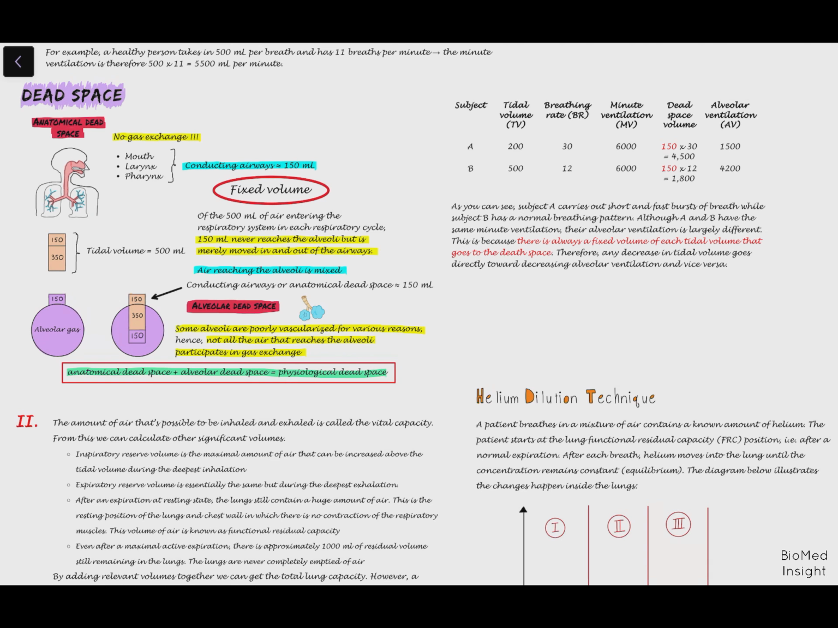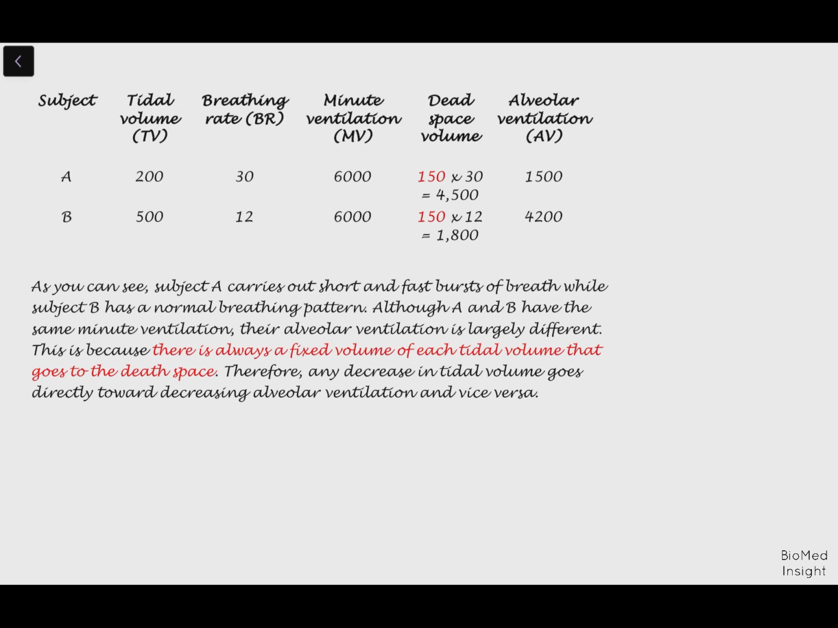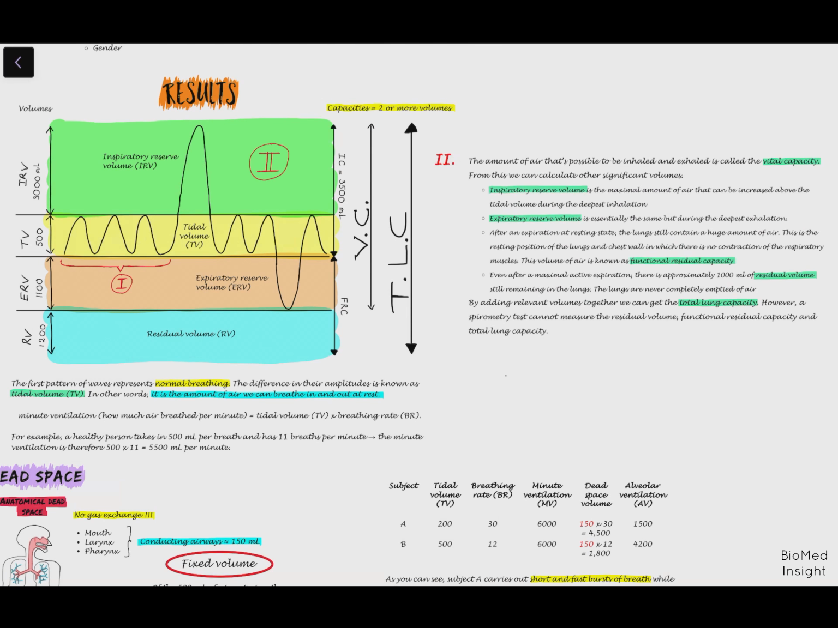I will give you an example to demonstrate that point. Let's refer to the table below. As you can see, Subject A carries out a short and fast burst of breath, while Subject B has a normal breathing pattern. Although A and B have the same minute ventilation, their alveolar ventilation is largely different. This is because there is always a fixed volume of each tidal volume that goes into the dead space. Therefore, any decrease in tidal volume goes directly towards decreasing alveolar ventilation. This also applies for increasing the tidal volume.